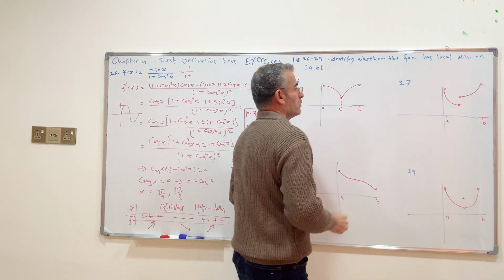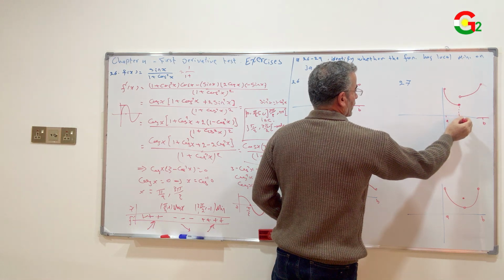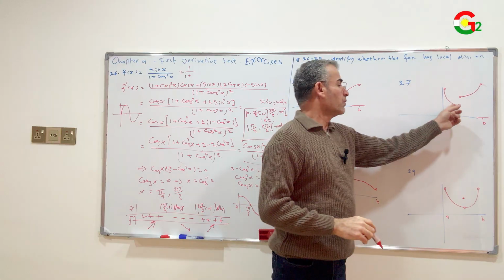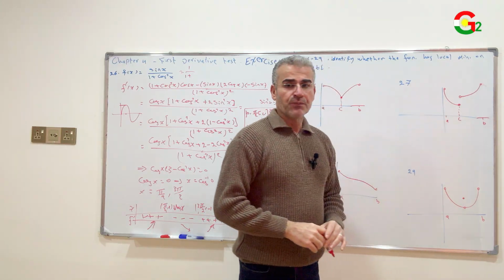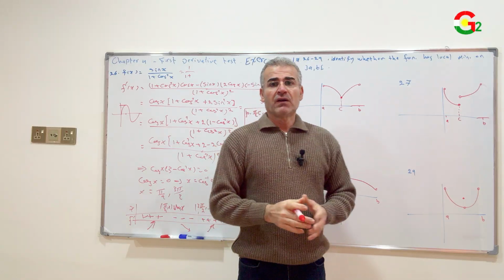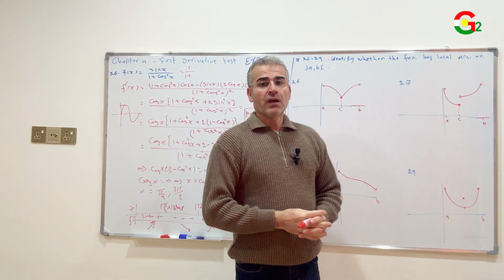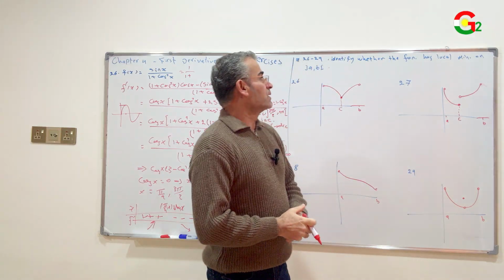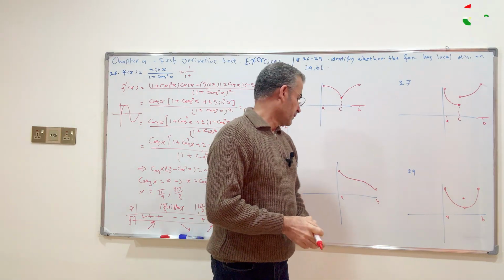For question 27, the function has a local minimum point at this point because this point belongs to the domain of the function, and the function changed from decreasing to increasing. Therefore, the graph of the derivative of this function intersects the x-axis at this point. Therefore, the function has a local minimum point at C.